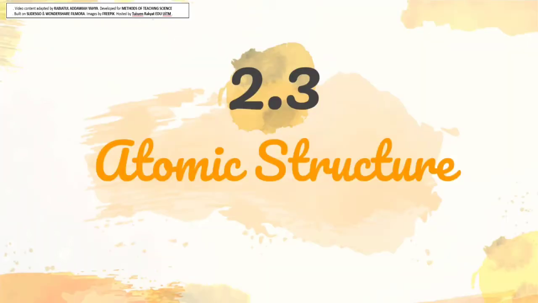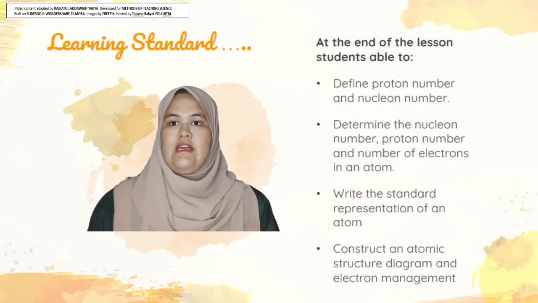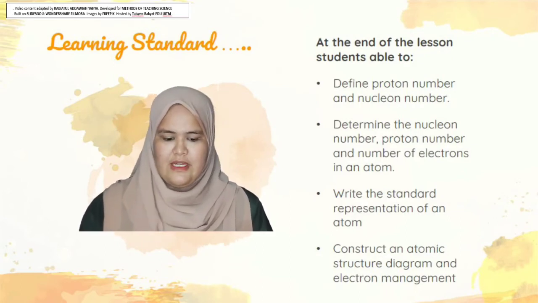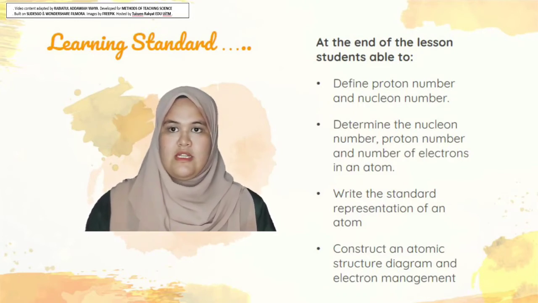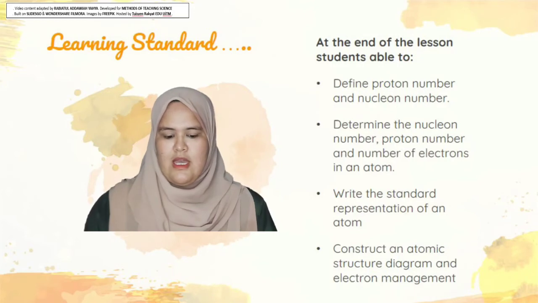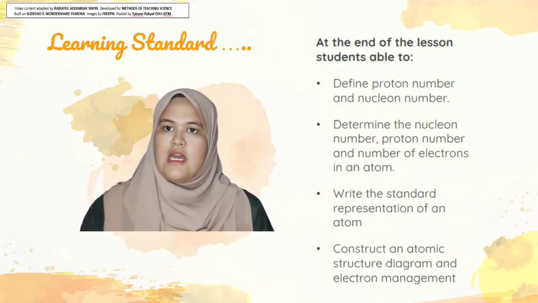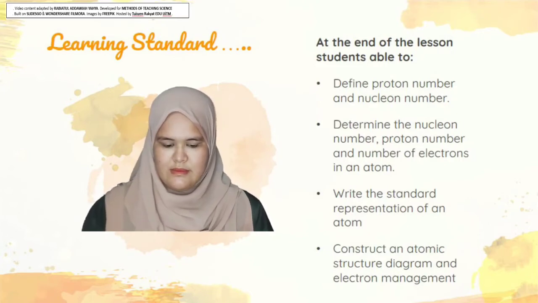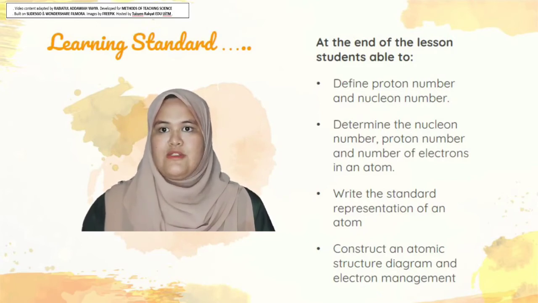2.3 Atomic structure. At the end of the lesson, students should be able to define the proton number and nucleon number, determine the nucleon number, proton number, and number of electrons in an atom, write the standard representation of an atom, construct an atomic structure diagram, and electron arrangement.